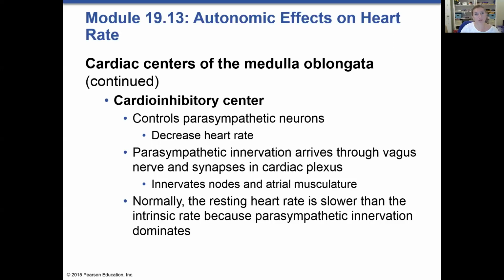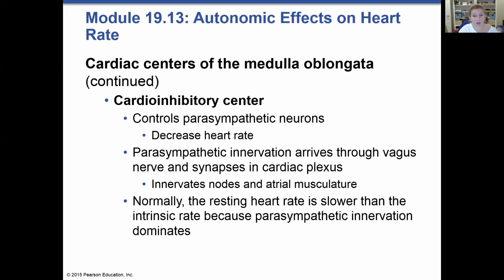The cardioinhibitory center does the exact opposite. It's also located in the medulla oblongata. So this is controlling our parasympathetic neurons to all in all decrease our heart rate. The parasympathetic activation comes through the vagus nerve, goes in through the cardiac plexus, innervates the nodes and the atrial musculature.